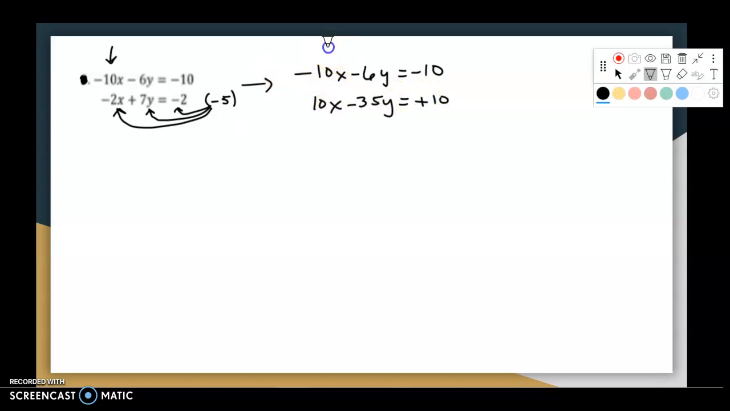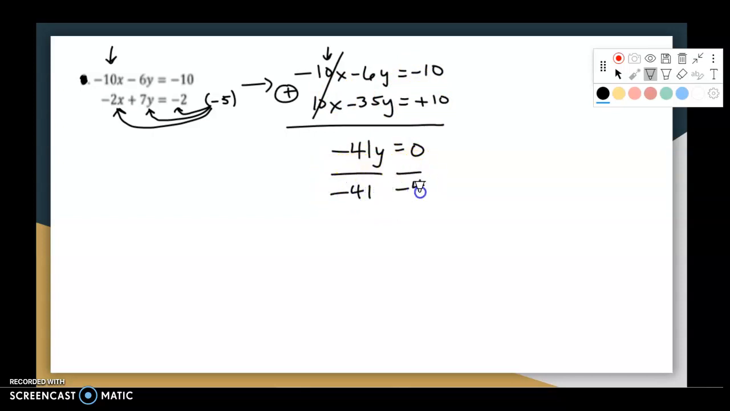Now, if you look, the x column, negative 10x and a positive 10x, they're going to equal 0 when I add these two. That's exactly what I wanted, so they disappear. Negative 6y plus negative 35y is negative 41y, and then negative 10 plus 10 is 0. So we can solve this equation for y just by dividing both sides by negative 41, and we get y equals 0. So the first part of our coordinate point, the y comes out to be 0.